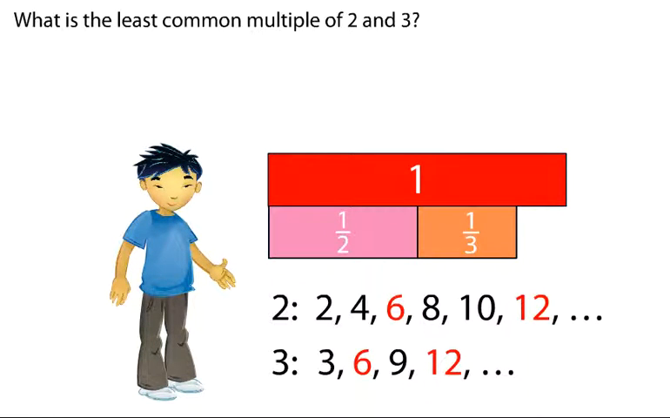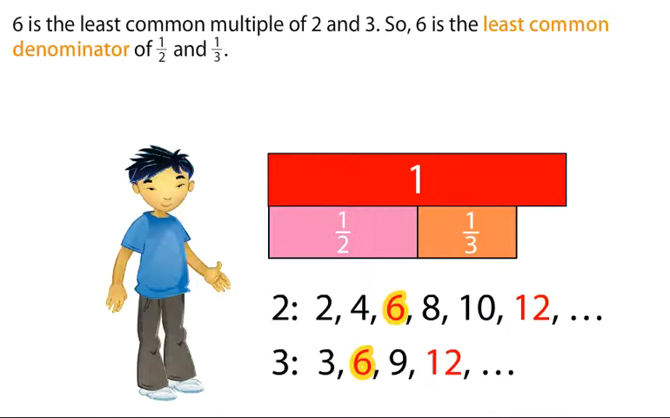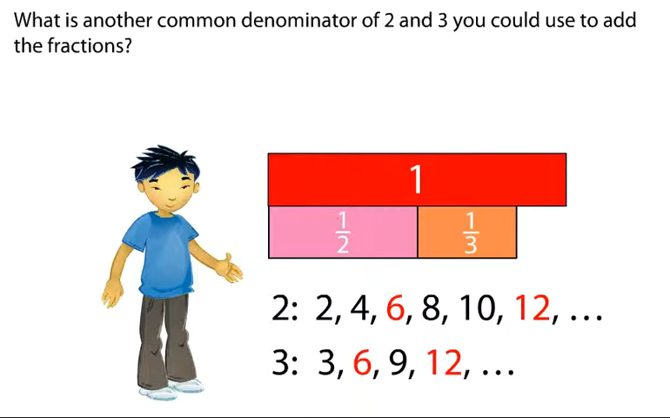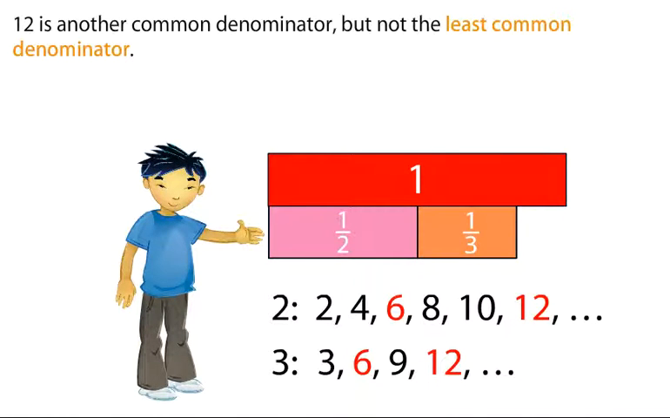What is the least common multiple of 2 and 3? 6 is the least common multiple of 2 and 3. So, 6 is the least common denominator of 1/2 and 1/3. What is another common denominator of 2 and 3 you could use to add the fractions? 12 is another common denominator, but not the least common denominator.